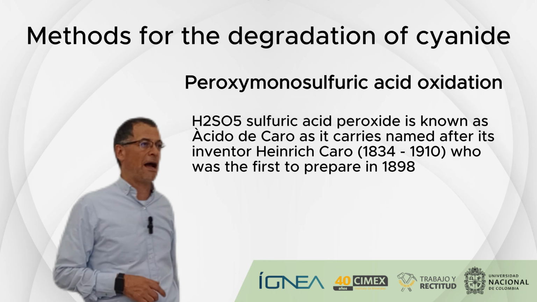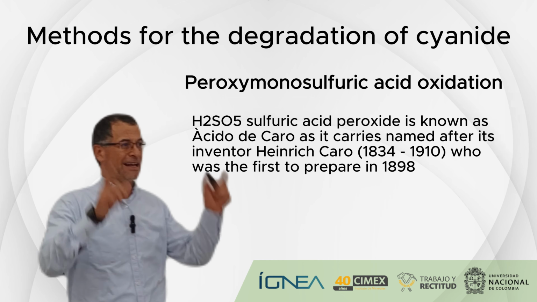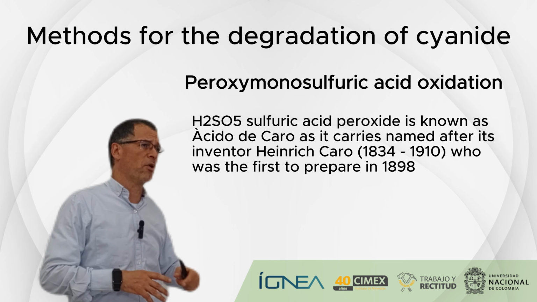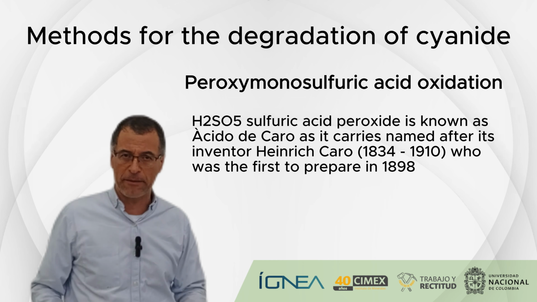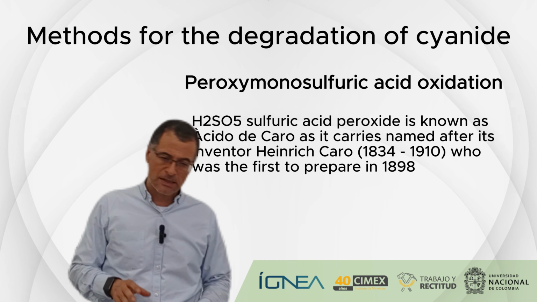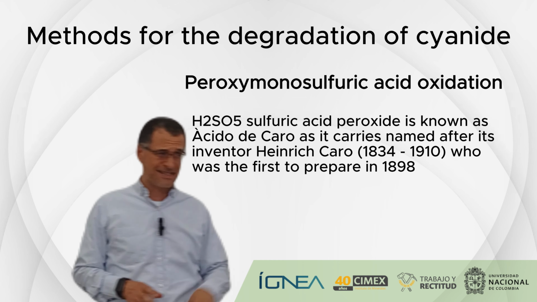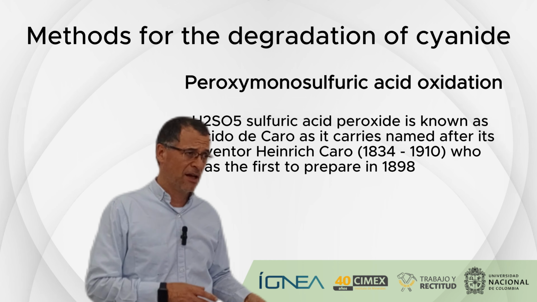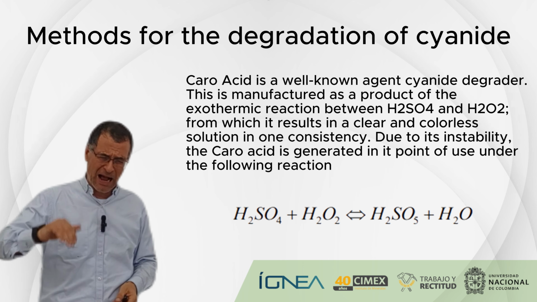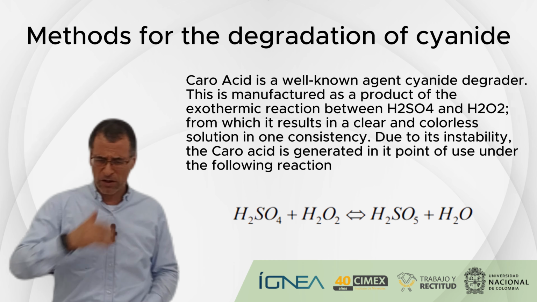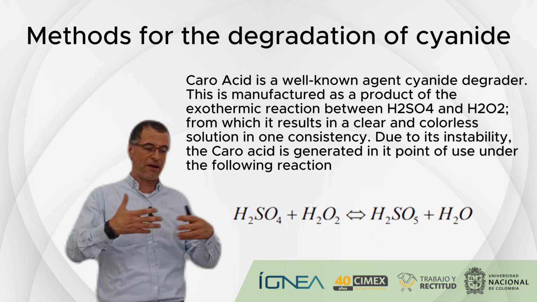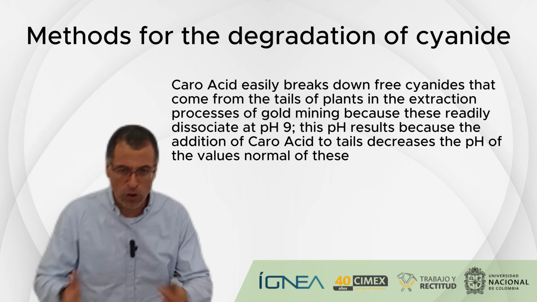Another very common possibility is Caro's acid. Caro's acid is peroxymonosulfuric acid oxidation. This is the complete name of the reaction. You have to prepare this kind of acid. This acid is prepared with sulfuric acid and hydrogen peroxide. Caro's acid is a very strong oxidizing agent used to transform the cyanide. In this way, you transform the cyanide and have a new product that is not contaminating.